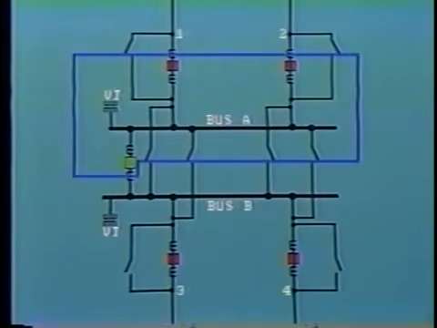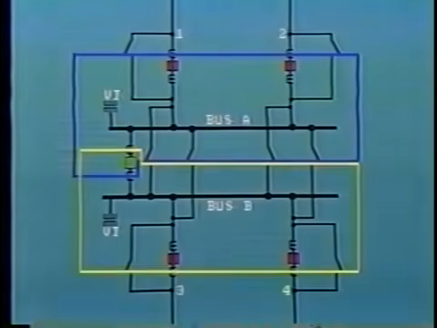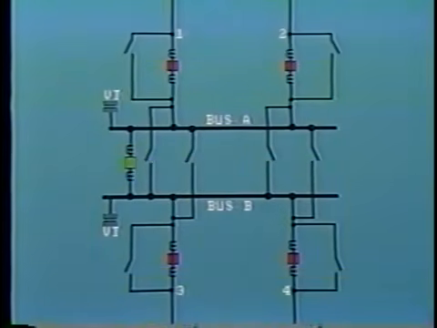Differential protection is provided separately for each bus. For example, for bus A, the protected zone will include all of this area. The protected zone for bus B includes this area. Incidentally, these diagrams are all included in your workbook to allow you plenty of time to study the different arrangements.